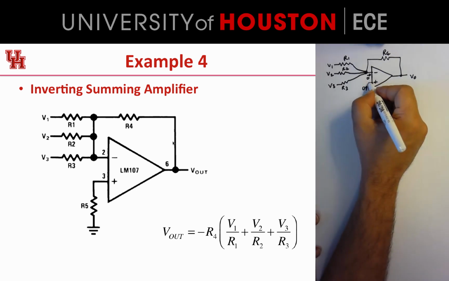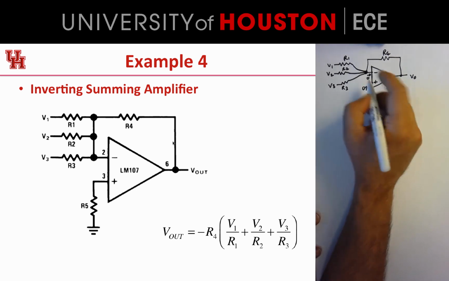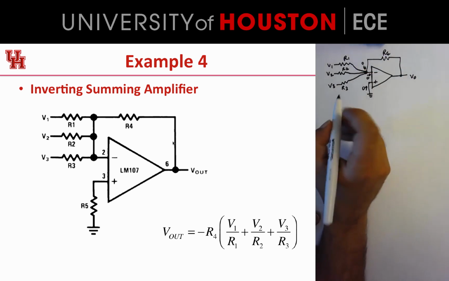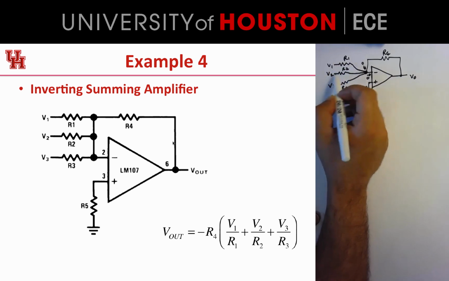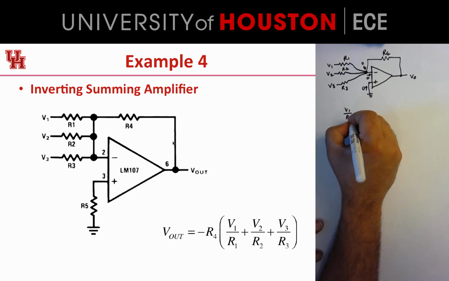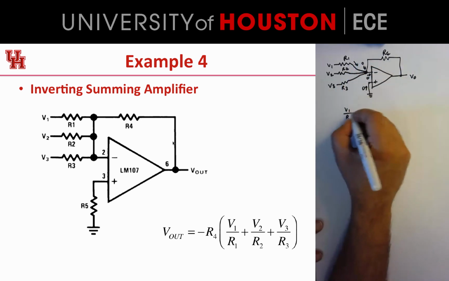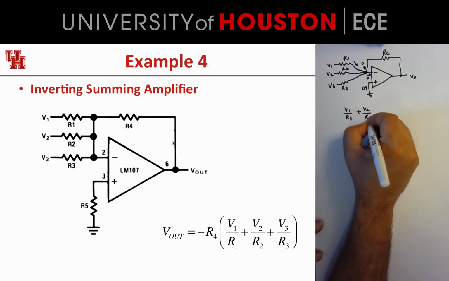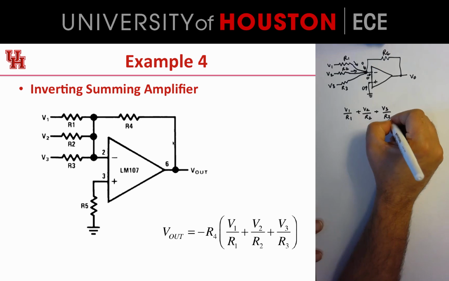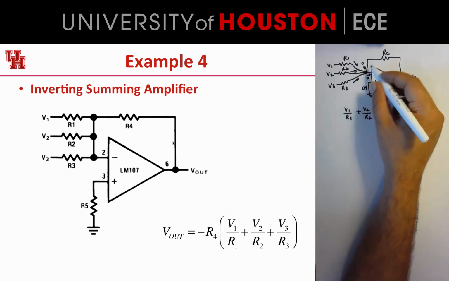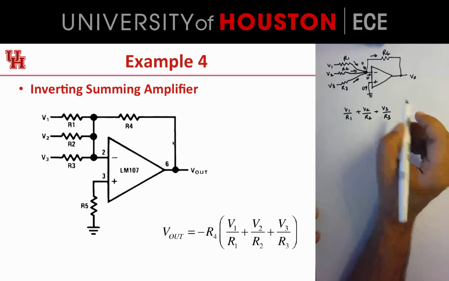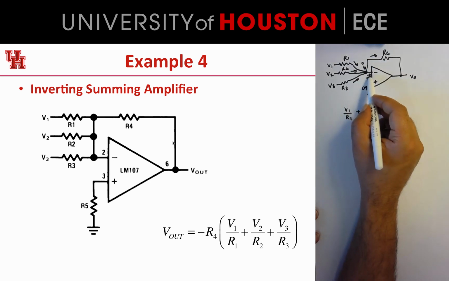So if this voltage is 0, because it's connected to ground, then this voltage is also equal to 0, right? So we can basically see that there's a bunch of 3 currents converging onto this. The first of these currents is V1 over R1, flowing like that. Second current is V2 over R2, flowing like that. And the third current is V3 over R3, flowing like that. And the sum of these three currents all flow into this resistor here, because there is no current flowing into the op-amp, right?